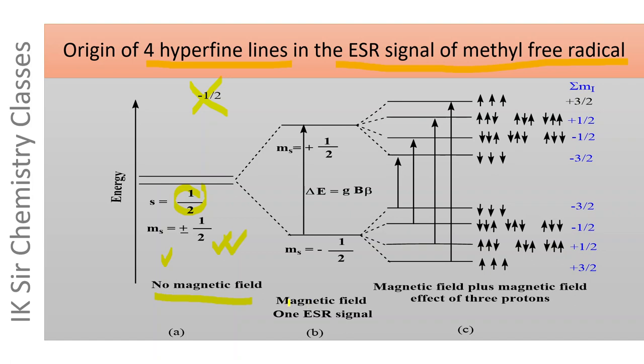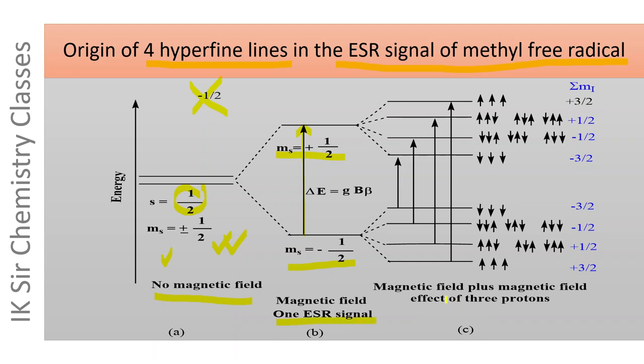But in the case of an applied magnetic field, these two spin states are split up into ms equals minus 1/2 and ms equals plus 1/2. Ms equals minus 1/2 has lower energy than ms equals plus 1/2, and it is called the Zeeman effect. One absorption peak is expected in this case. If a free electron is placed in a magnetic field, one ESR signal is expected.